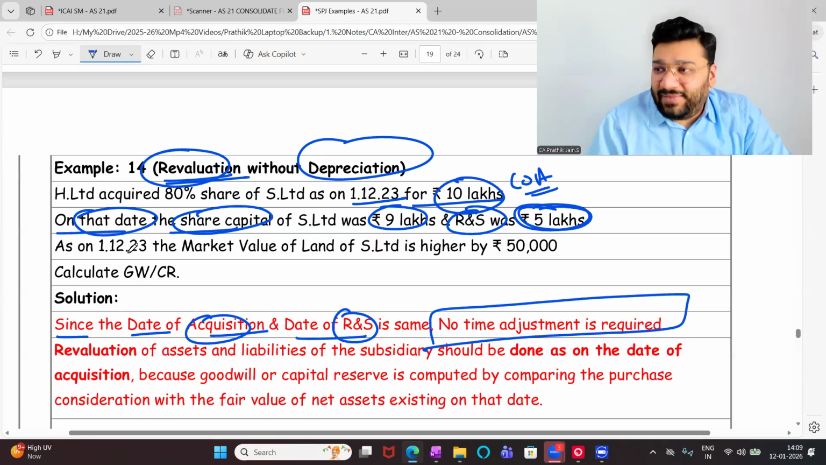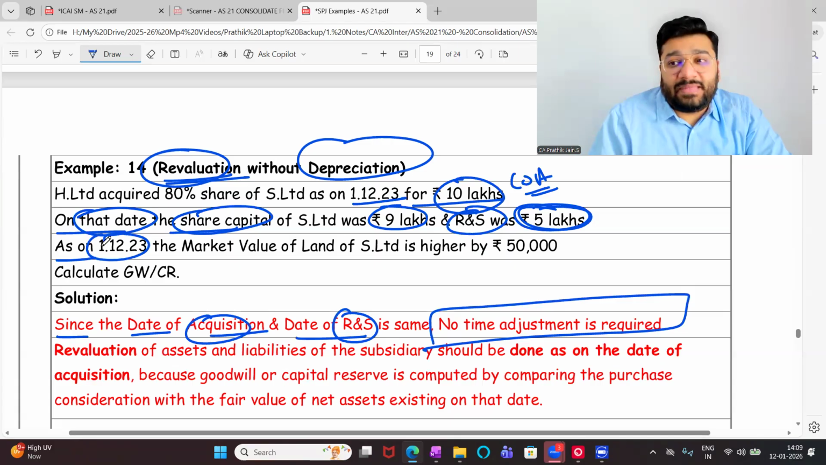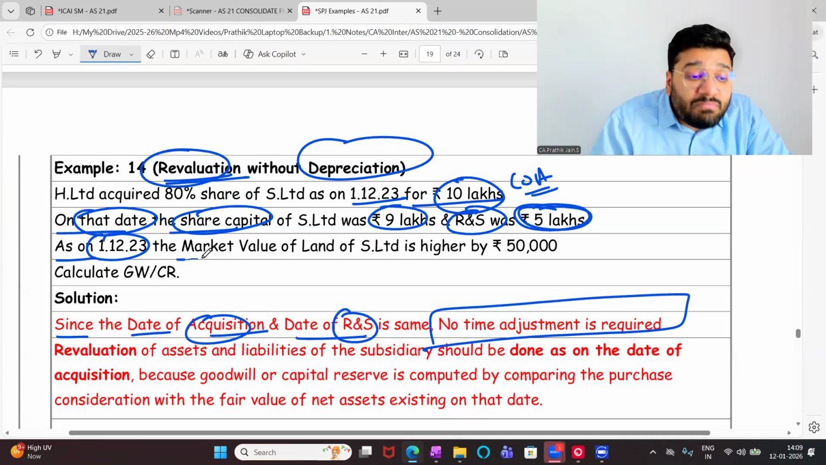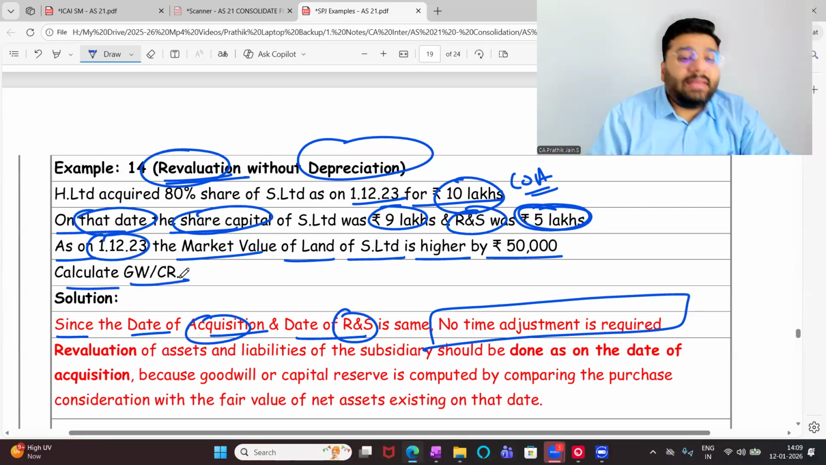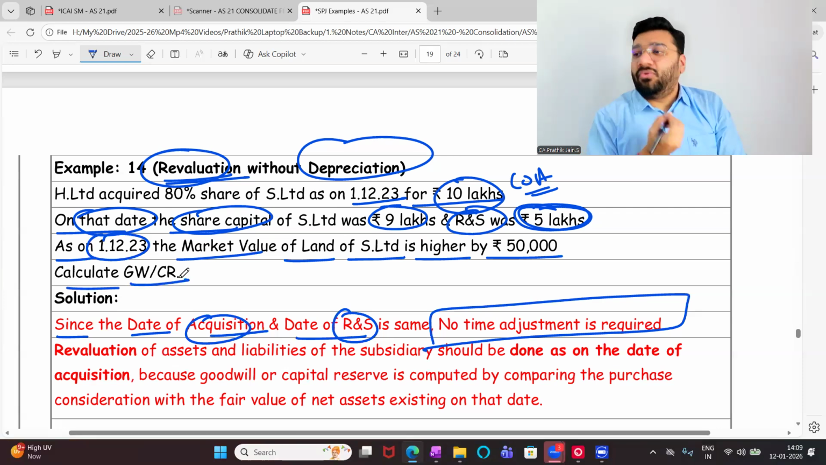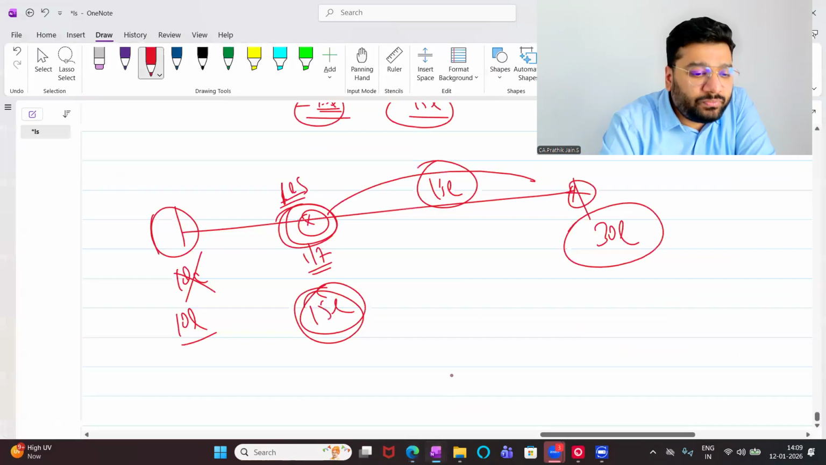Now, listen, very, very important. As on 1/12/23, the market value of the land of S Limited is higher by 50,000. Calculate goodwill and capital reserve. Now, let me put this in a nice way.